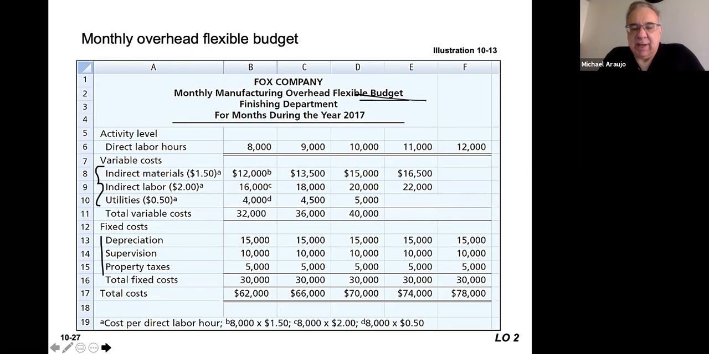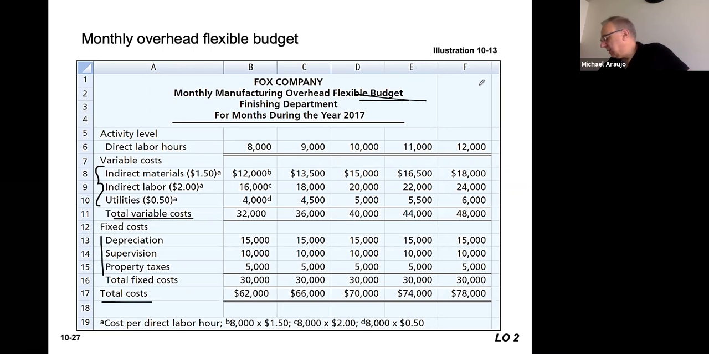And again, notice how the more hours we're putting in for labor, our variable costs are increasing based on the number of labor hours. Fixed costs stay the same. Total costs increase based on the change in the variable costs. Okay. So this is important. This is important. And this is on page 419.